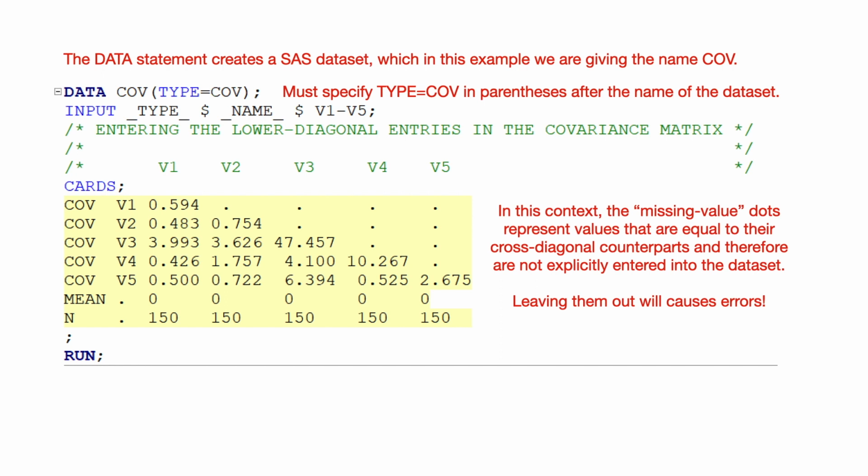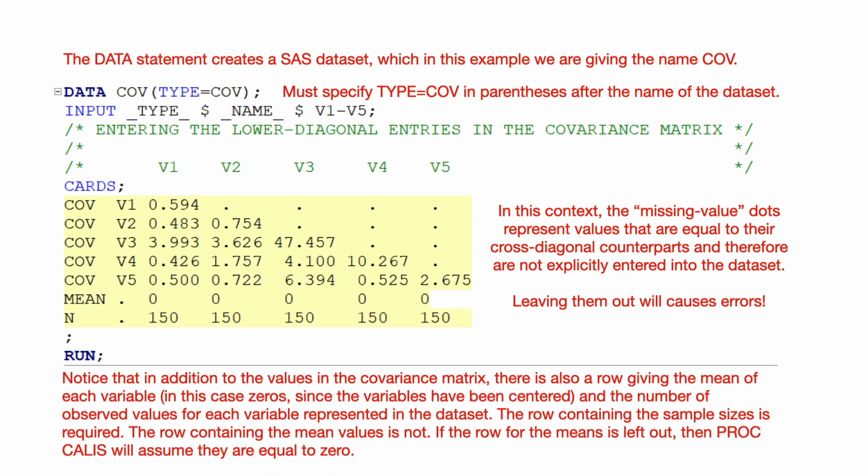In this context, the missing value dots represent values that are equal to their cross-diagonal counterparts, and therefore are not explicitly entered into the dataset. But we can't leave them out. If we do, that's going to cause errors. So we've got to be sure to include those missing value dots.